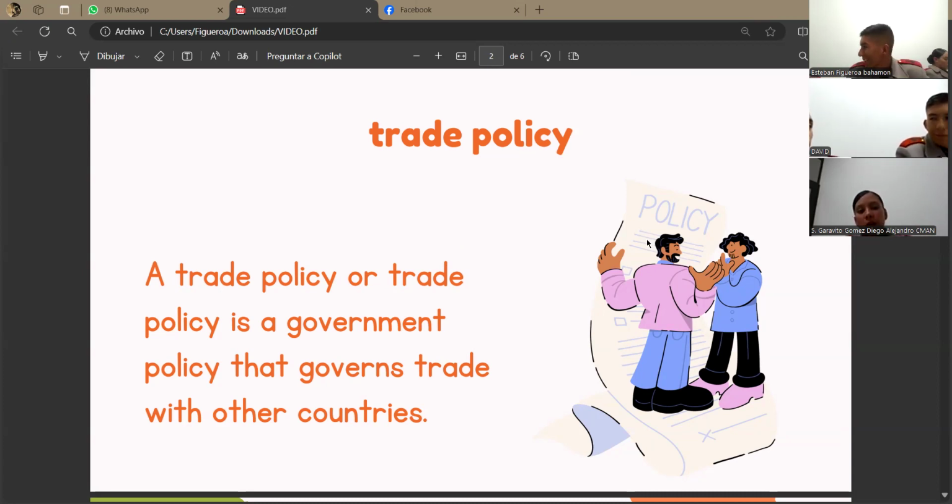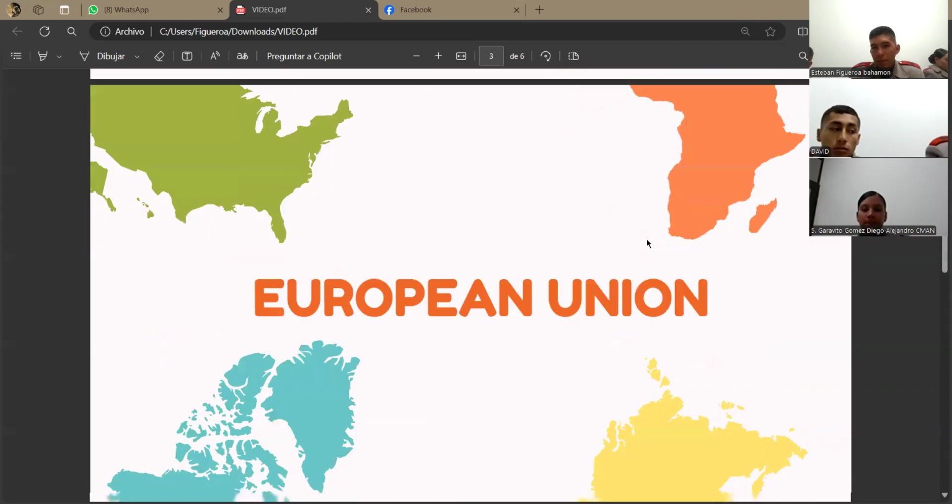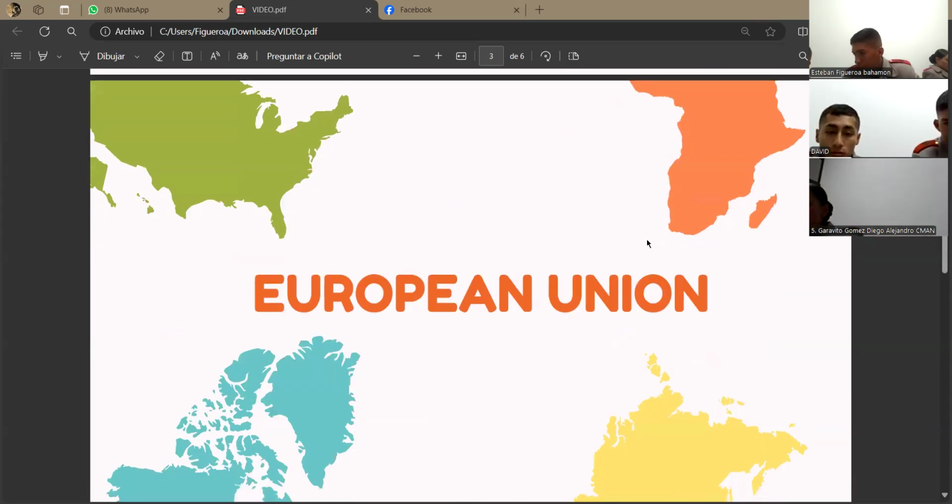Countries that are part of an economic union often have a unique trade policy that determines how member countries can interact with non-member countries. For example, the member countries of the European Union have a common trade policy.